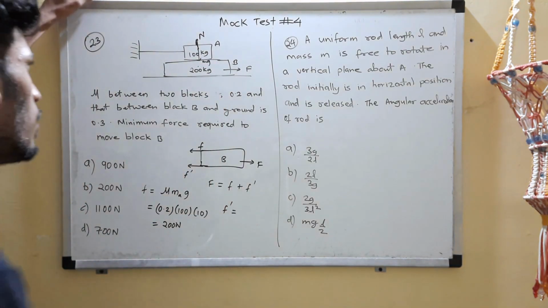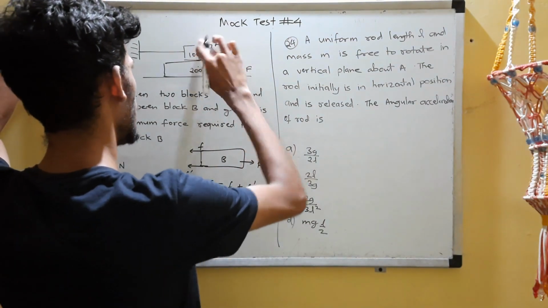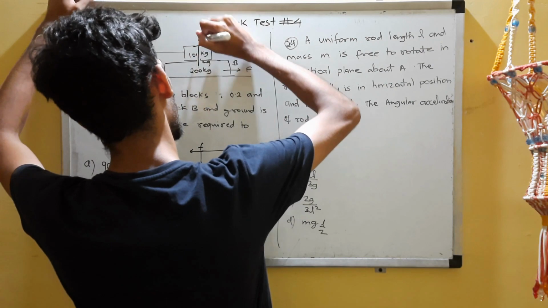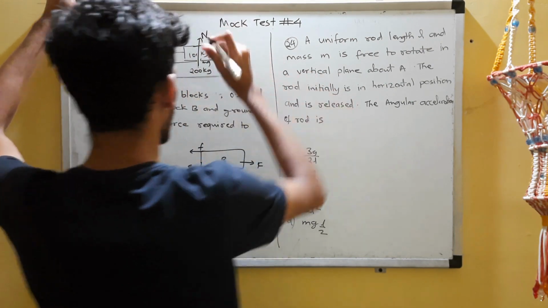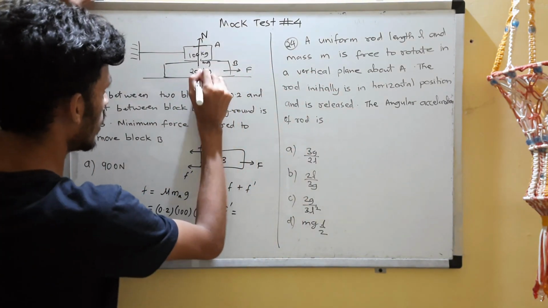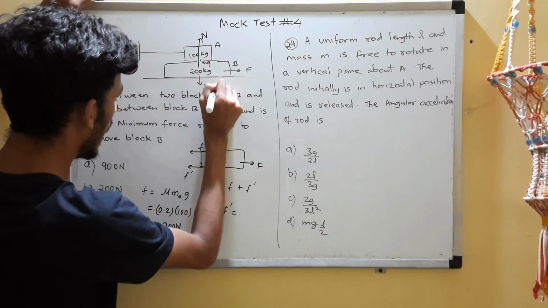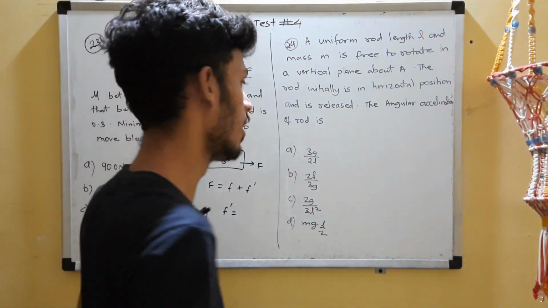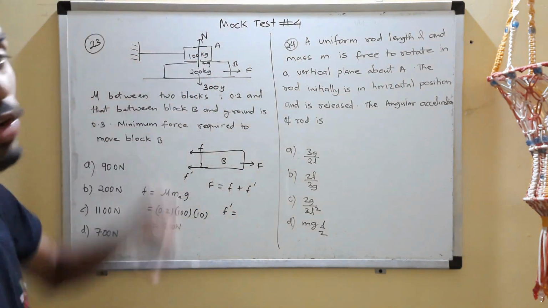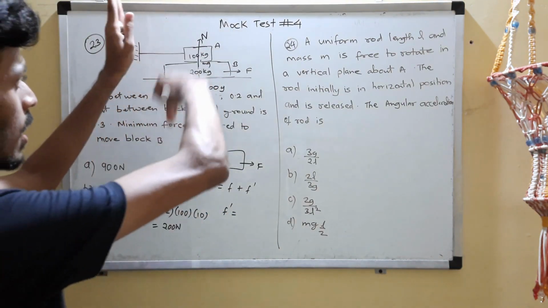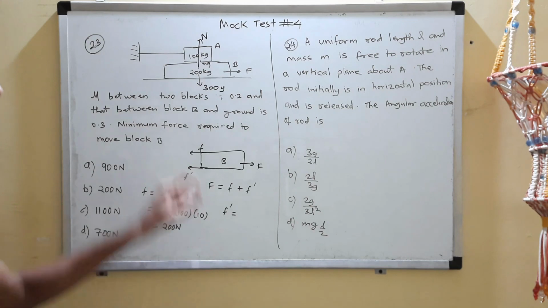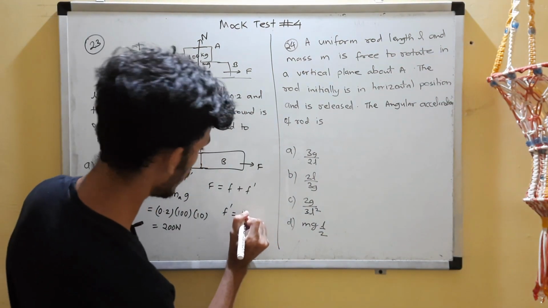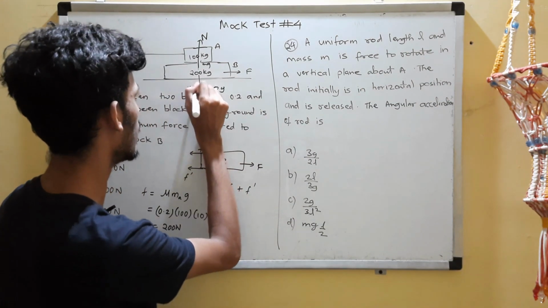F dash is the second friction, the friction between block B and the ground. The normal reaction in the second case will be due to both the blocks, so it will be the sum of the masses of both. It will be 100 plus 200, which is 300 G. Although only one block makes contact with the ground, the normal force is due to the weight of both. So N is 300 G.